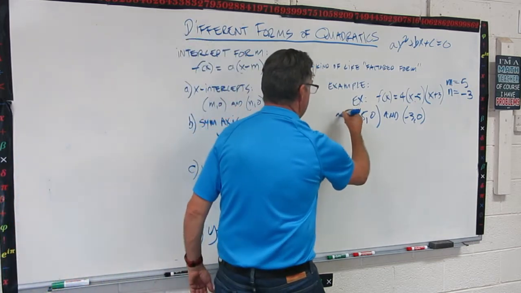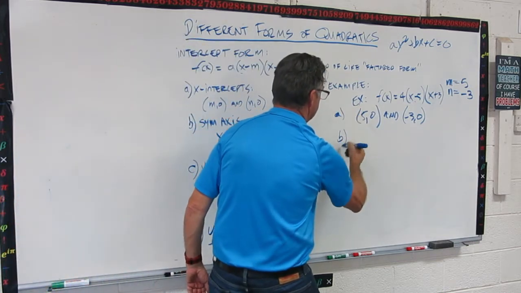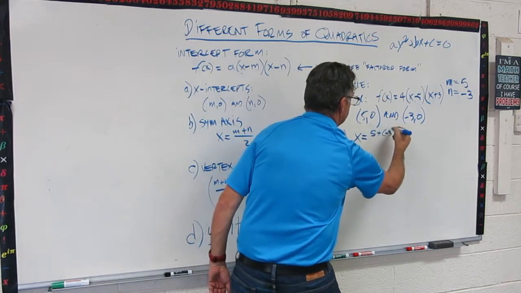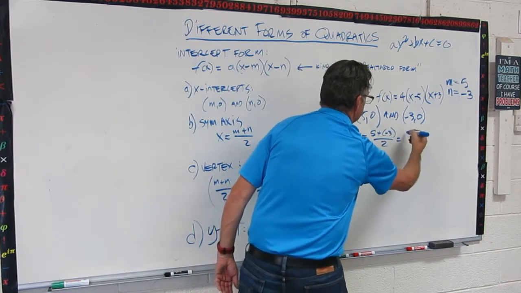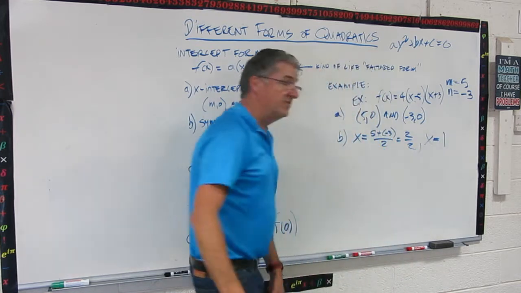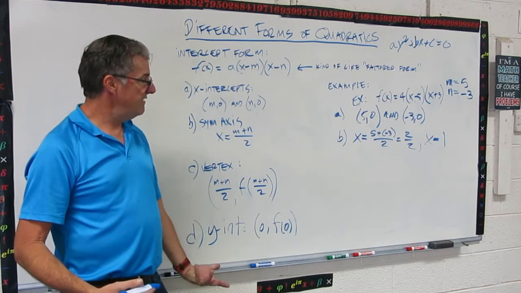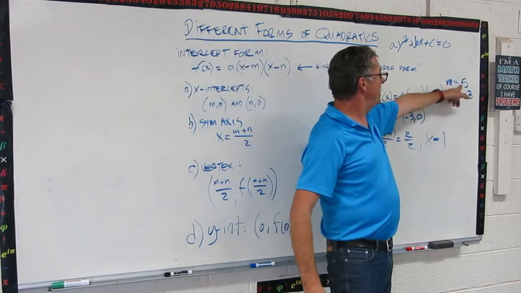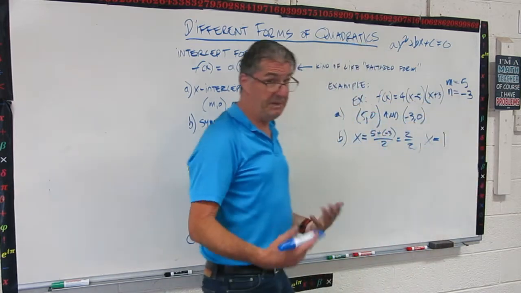This was A. B is going to be x equals (5 plus -3) over 2, which is going to be 2 over 2. So we get x equals 1. So that's our symmetry axis. Pretty straightforward. And you'll notice that 1 is exactly halfway between 5 and -3, so it makes sense.